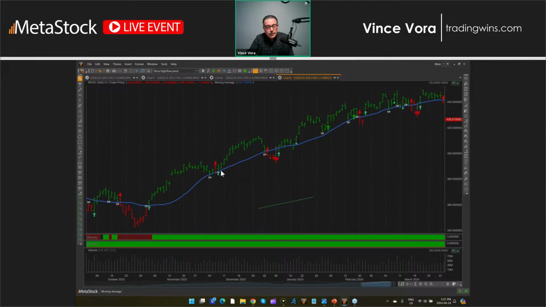Then, once I have those two things, I'm certainly looking at the ribbons down here for the two higher time frames. Are they in line or not? In this case, they are. Fantastic. Now we look at the actual bar.